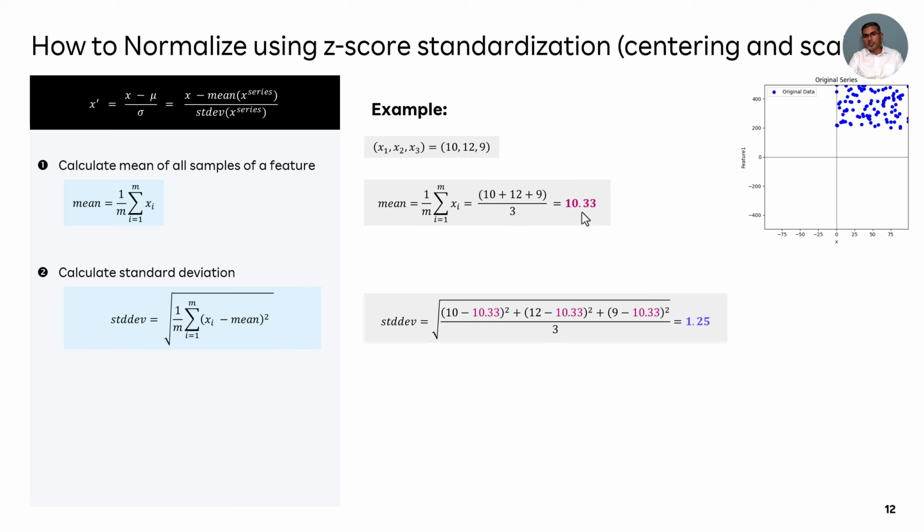The next thing you do is you compute the standard deviation of your data. The way you do that, you take the original number 10, subtract the mean from it, and square it. Now add it to the second sample for that feature.